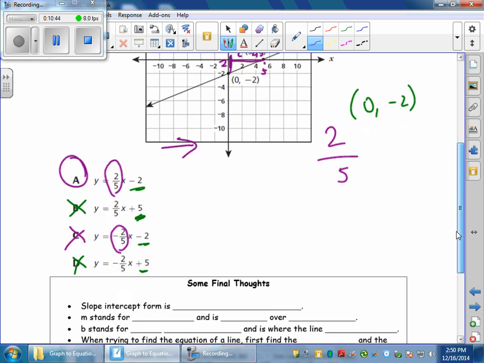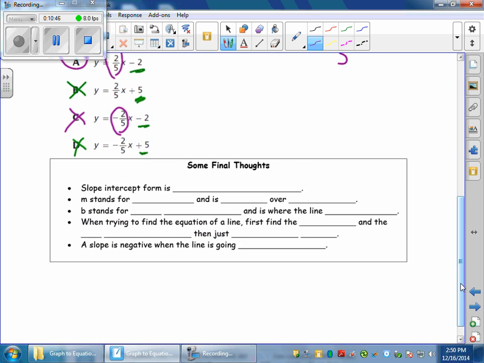Okay? Hopefully you guys did well on those. Some final thoughts for you today. Slope-intercept form. This is super important. Is y is equal to mx plus b or b plus mx? Where m stands for slope, and for the 3,000th time is rise over run. B, on the other hand, we just learned, stands for y-intercept. I'm just going to write int. And this is where the line begins or starts, or any word that is like that.